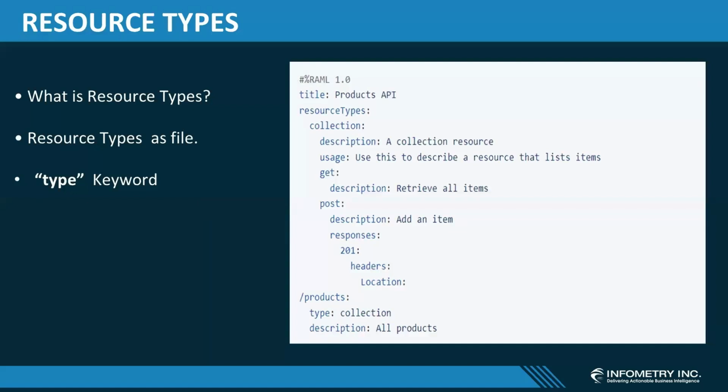When I say resource type, it is at the resource level. That's the only difference. Both of them are used for reducing the code and duplication in our RAML, so it can be reused if other methods are also using the same thing.